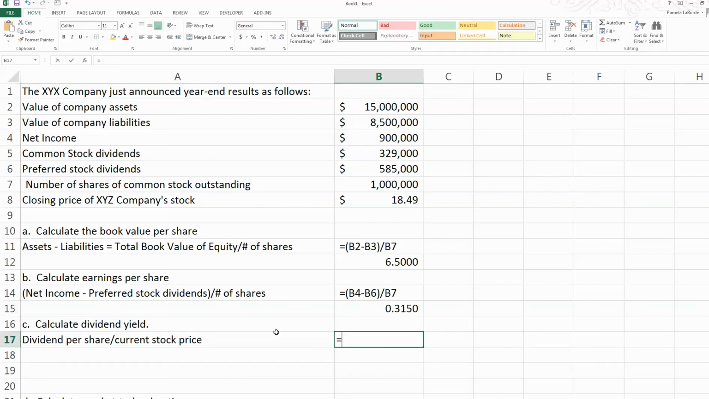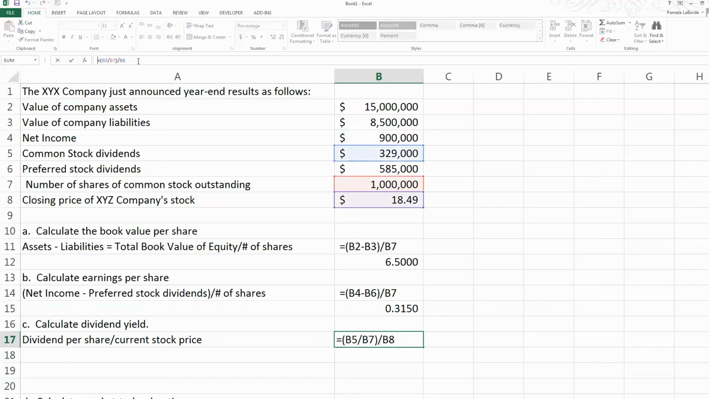So that would be this 329,000 in total dividends that they paid, divided by the million shares that they have out. So essentially they paid 32 cents, 33 cents per share in dividends. Now that I have that number, I can divide it by the current stock price. And this is a percentage figure. So their dividend yield is 1.78%.